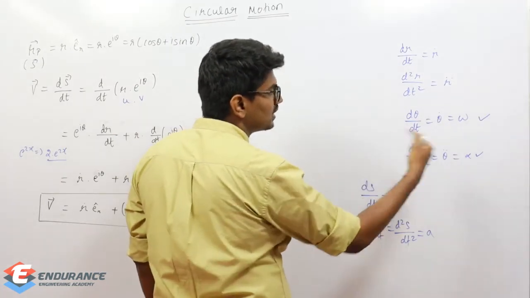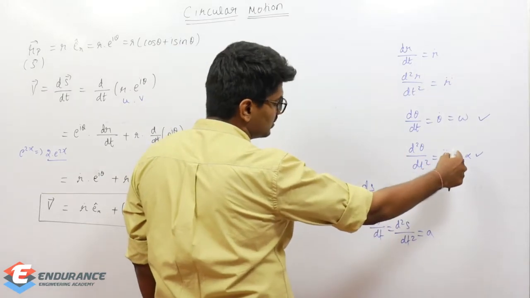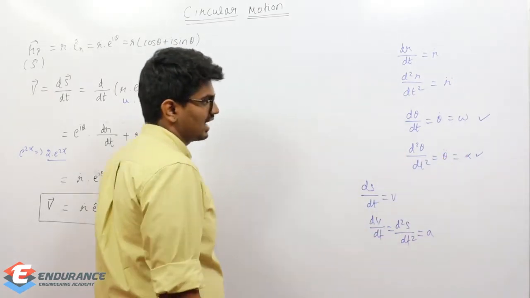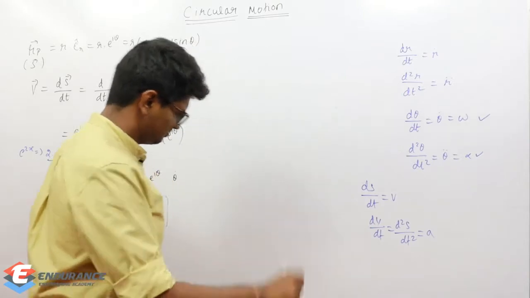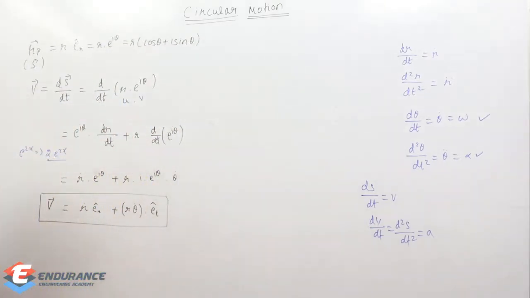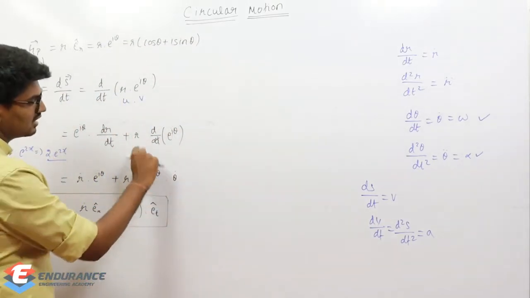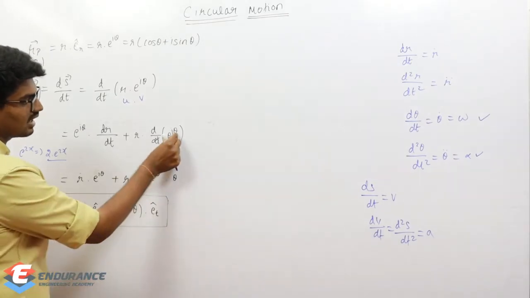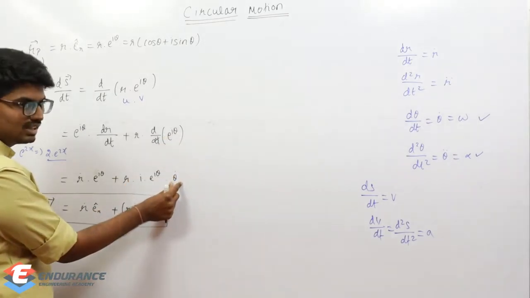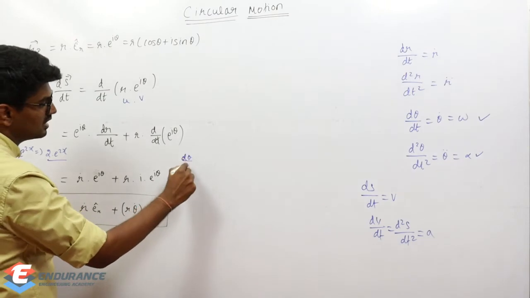Again, angle change 2 times. Then it's going to be theta double dot, that is alpha, angular acceleration. So now, differentiating this, I will come before, so i into the power of i theta. Again differentiating theta, it's going to be theta dot, d theta by dt, which is theta dot.